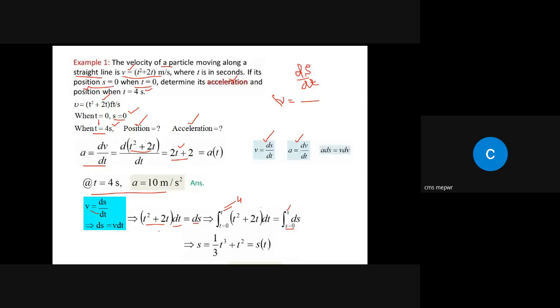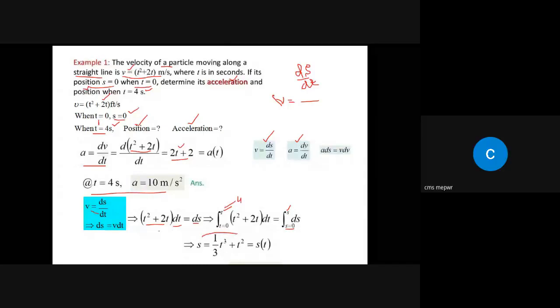When you integrate, this one will become t cube by 3, and this one will become 2t square by 2. The 2 will be cancelled out, and we will get this equation. Over here we will get s when you put the limit. So at t is equal to 4 seconds, we need to find out the displacement. Put the t value in this equation and get your desired displacement at t is equal to 4 seconds.